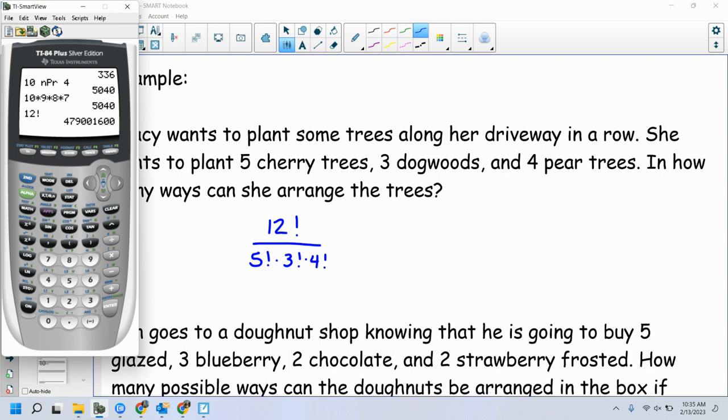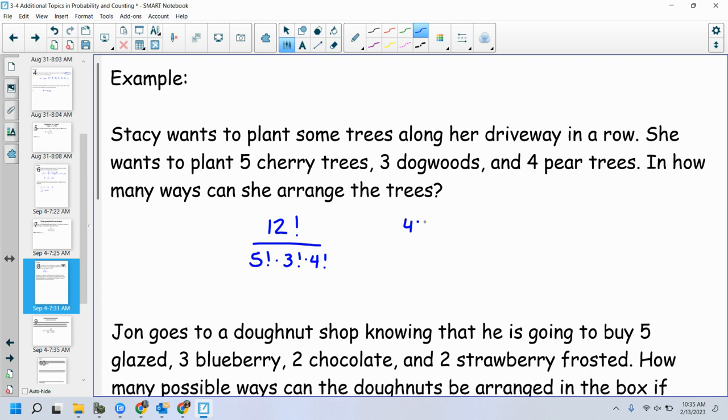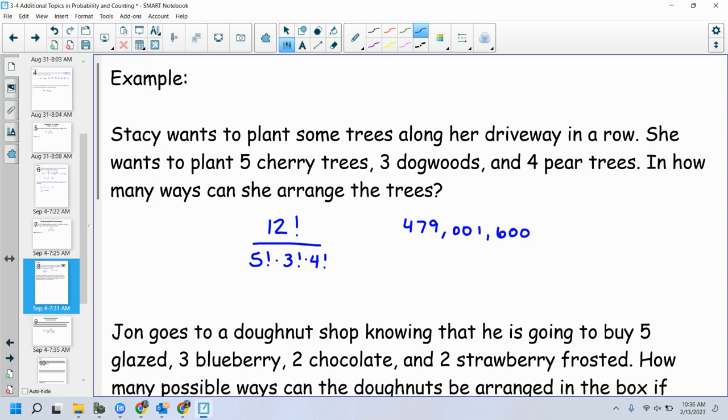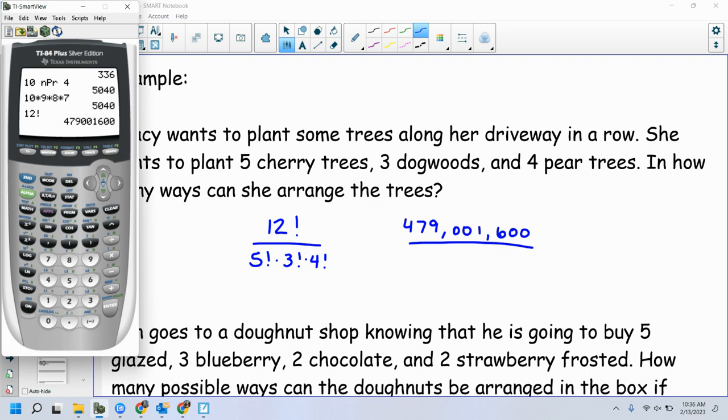All right, so 12 factorial up in the top is, whoa, that's a big number. Couldn't I reduce that down? I wonder if I can reduce that a little bit. Nah, that's okay. We'll just do it with the strict numbers. What is this? 479,001,600, all divided by 5 factorial times 3 factorial times 4 factorial.